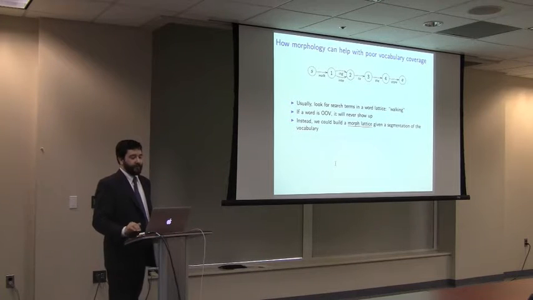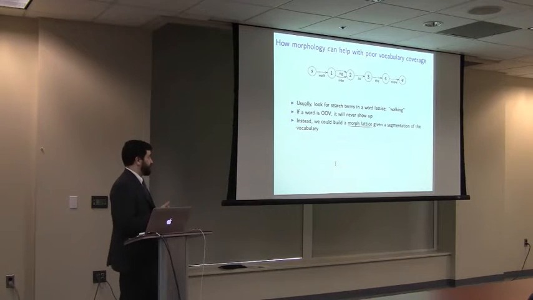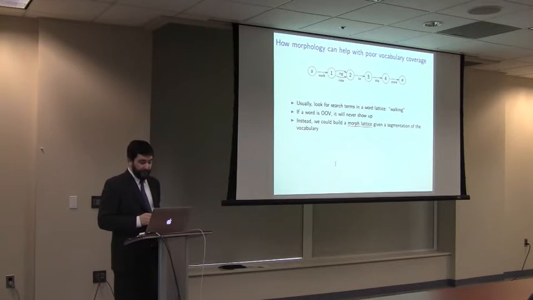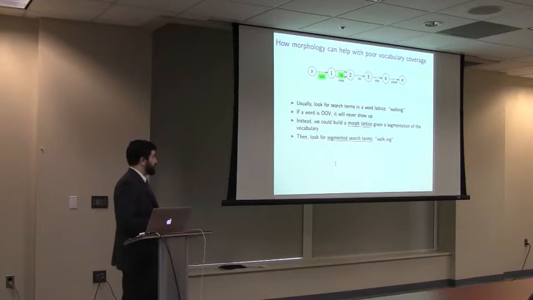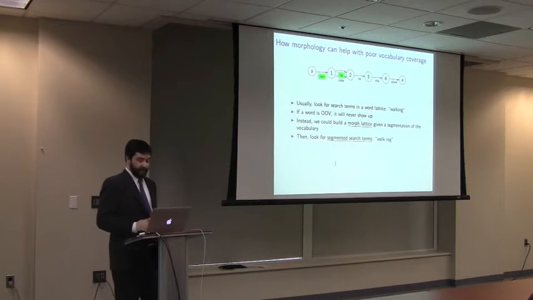So our idea is that instead of a word lattice, we could build a morph lattice if we have a segmentation of all the words. In this case, we wouldn't have to have seen the word walking. We would just have to know that there's a morph walk and a morph ing, along with something about the probability of the sequencing. And we could construct a lattice like this. Then we can look for the segmented search term rather than the search term itself. We use this as a sort of back-off. In the vanilla system we go from a word lattice and just do something phonetic. This is an intermediary back-off step.